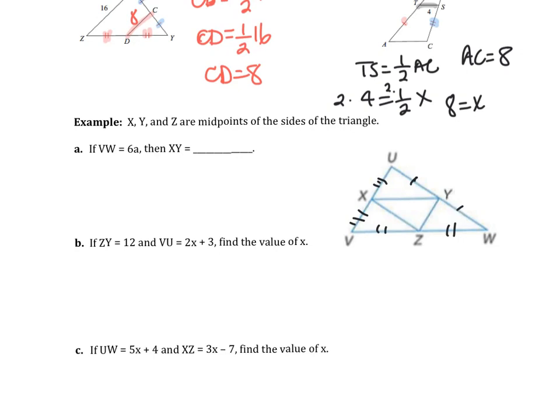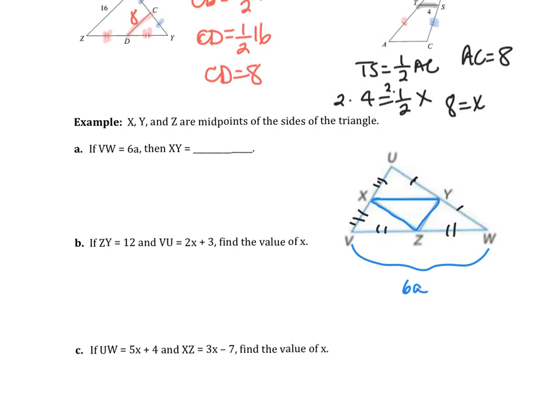Therefore, I know that these triangle sides are all parallel to the side that they're across from, so to speak. So if VW, so I'm going to look at this whole part here, is given to us as 6A, then find XY.